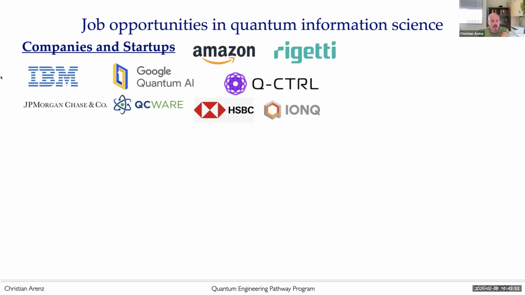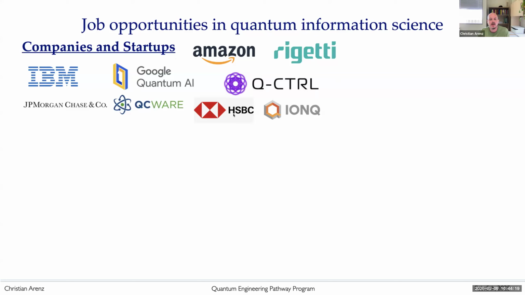The most famous ones, obviously, are IBM and Google. They have the actual quantum devices. In fact, you can access IBM's quantum computers through the cloud. ASU has a special contract with IBM that allows you to run quantum algorithms on quantum computers, namely IBM's. But Amazon, Q-Control, and IonQ are all big companies now on the stock market, as far as I know, especially IonQ, that pursue quantum computing.